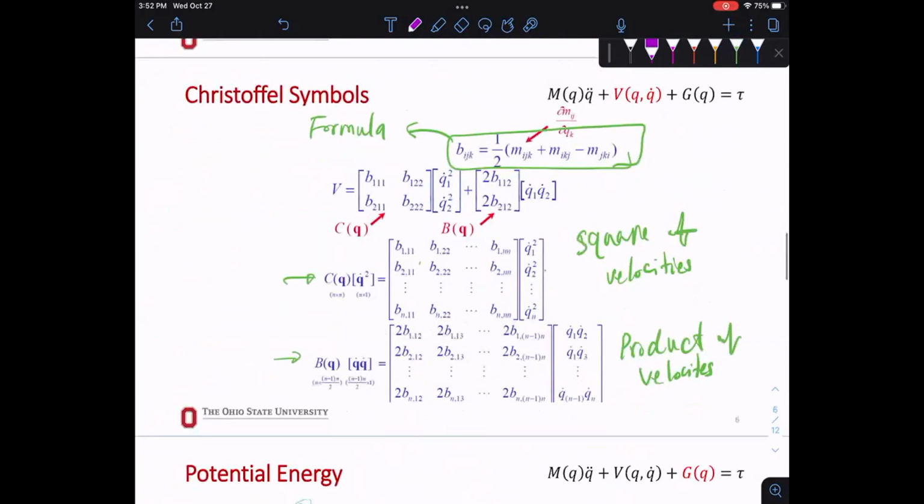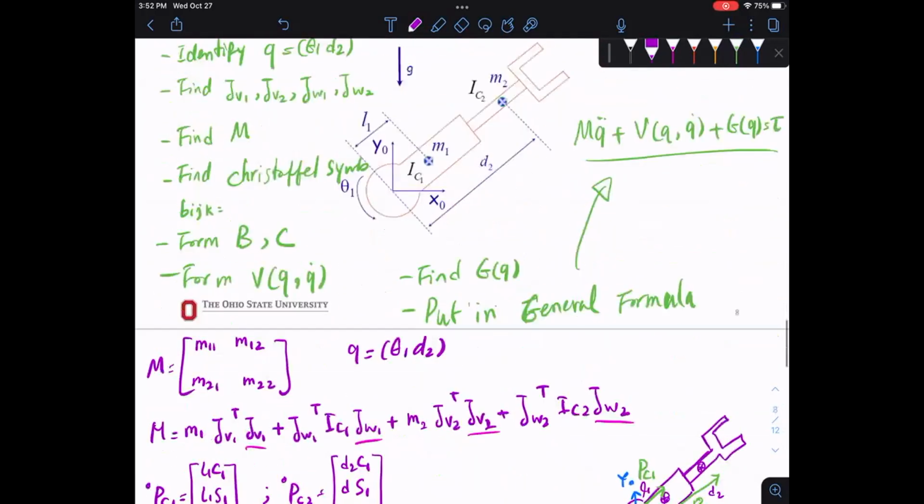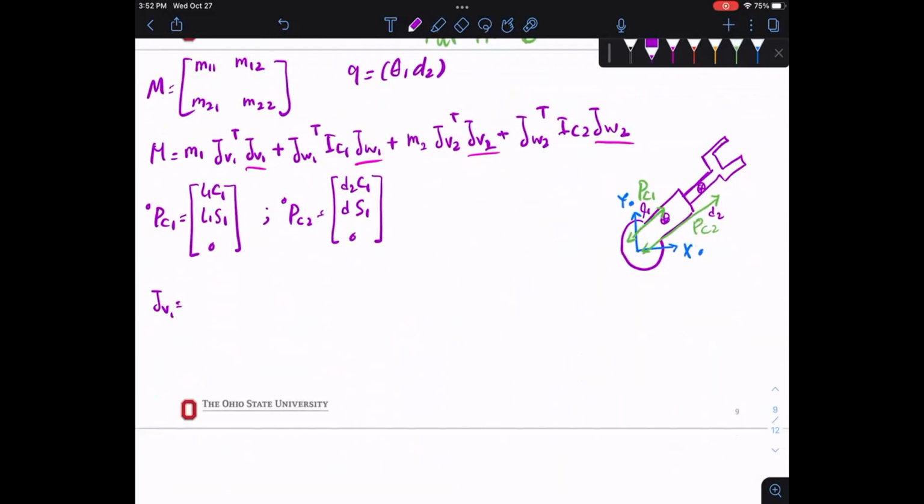Yes. Why don't you add... Because this whole distance is D2. So just use that. This only rotates with theta 1, right? And the whole distance is called D2. So it's cosine of theta 1 times D2 and sine of theta 1 times D2. That's why.